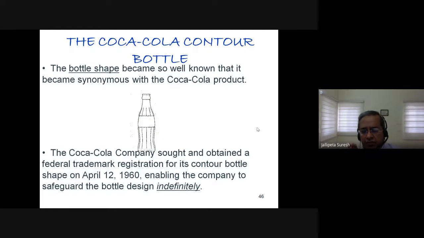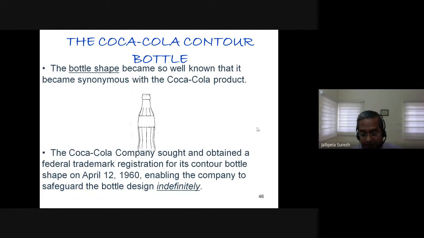Then the bottle shape became so popular that they went and registered this particular shape as a trademark. Because, as you know, design registration is for a limited period, that is 10 years, or you can have an additional period of 5 years, a total of about 15 years, whereas the protection for a trademark is indefinite. As long as the trademark is used, you can exercise the rights. So once Coca-Cola realized the value of the design, they went and obtained the shape of the bottle as a trademark in addition to the design registration, because design registration is for a limited period.